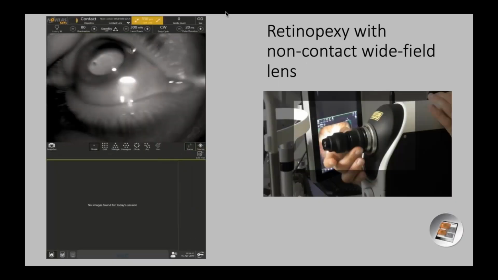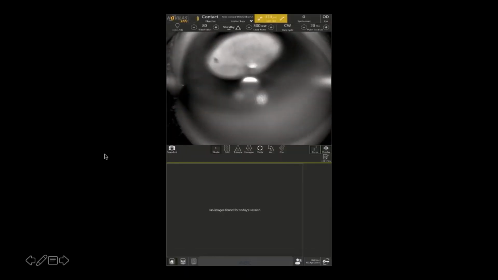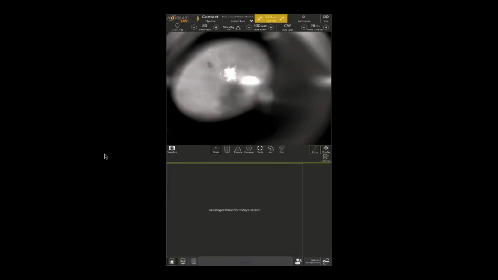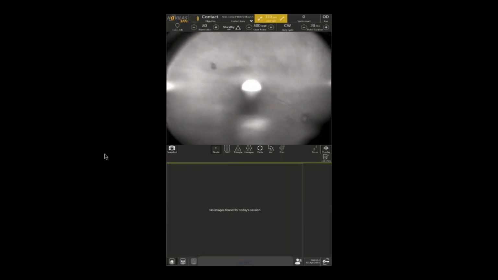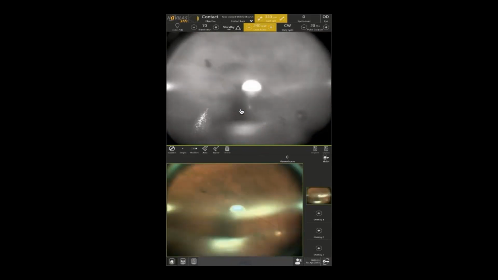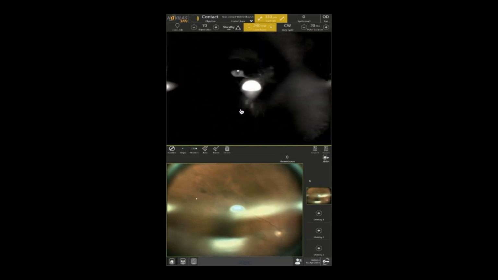The next example is of treatment done with the newer non-contact pan-retinal photocoagulation wide field lens. The procedure is the same as before, with the treatment planned on the live image. So the live image is taken, and then the treatment is planned while the patient sits back comfortably after the caution zones are placed on the image.